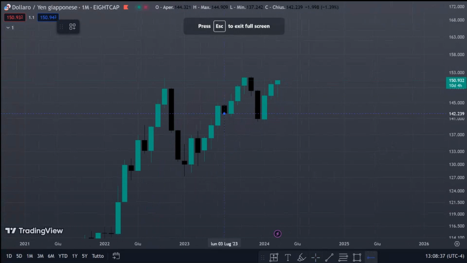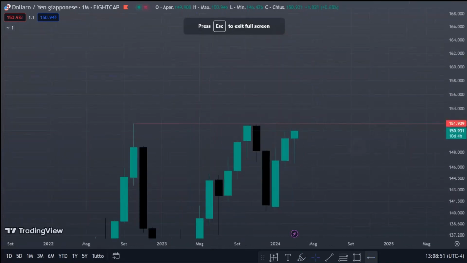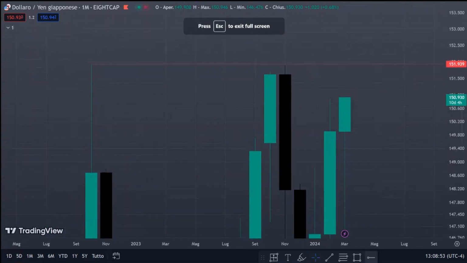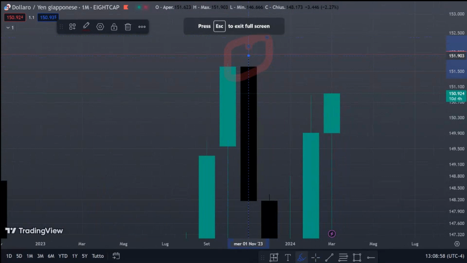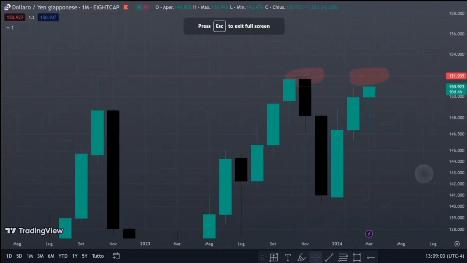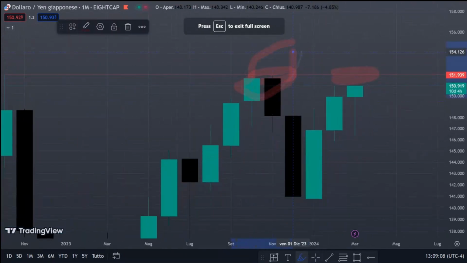And basically what happened, the monthly basically took liquidity, and what is the target? This one. And as you can see here, the market didn't tap it, and now it's going there. This is called basically engineering of liquidity. Liquidity has been engineered here.